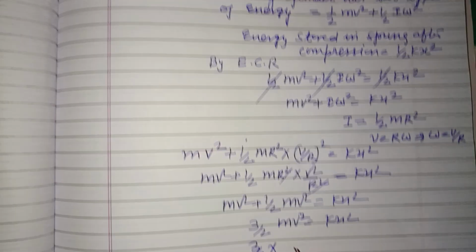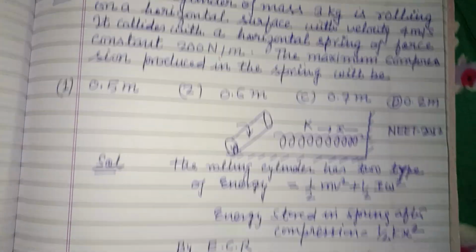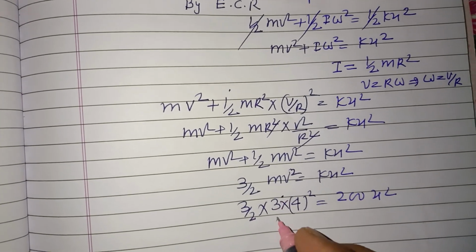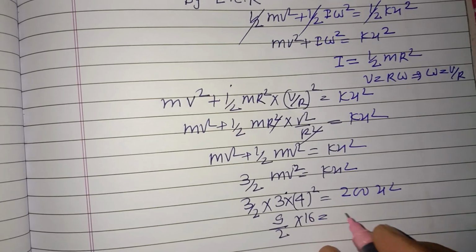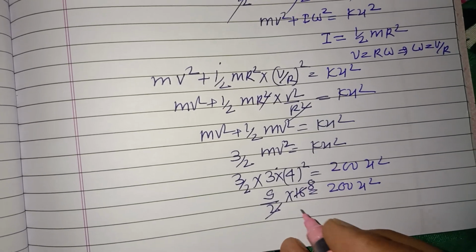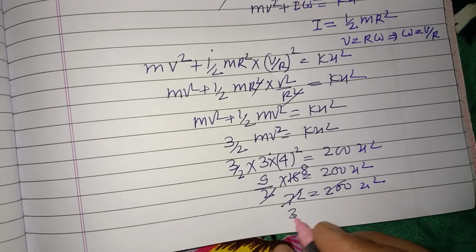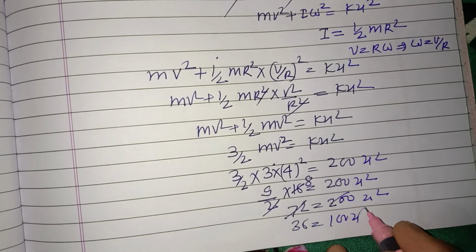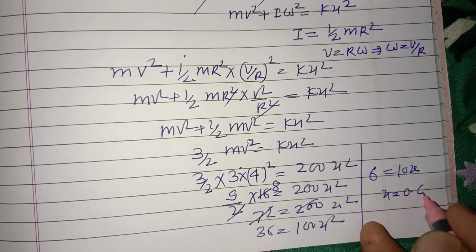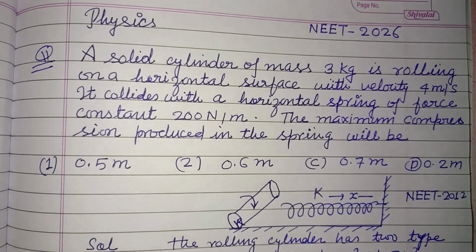Putting the value 3 by 2, mass of the cylinder is given to us as 3 kg, and velocity of the cylinder is given as 4 meter per second. So this is k, 200 into x square. 3 threes are 9, 9 upon 2 into 16 equals 200 x square. 2 eights are 16, and 8 nines are 72, equals 200 x square. Dividing by 2, this is 36 equals 100 x square. Taking square root on both sides, this is 6 and this is 10x. So x equals 0.6 meter is the compression in the spring after colliding with the cylinder.